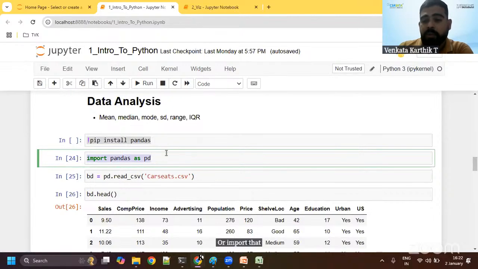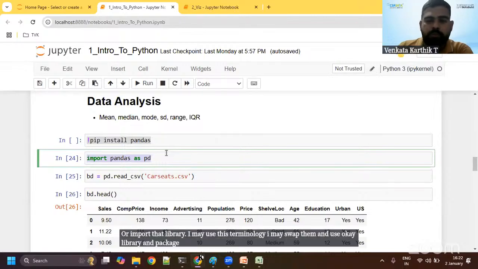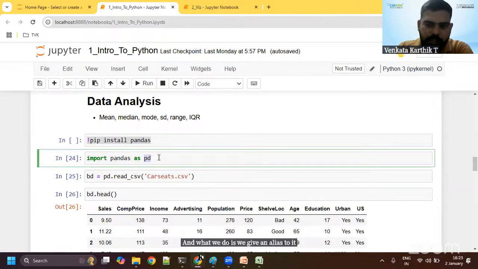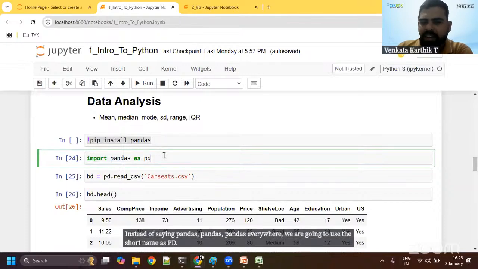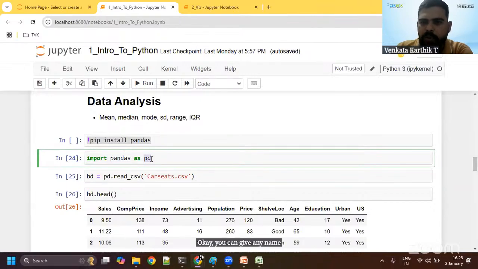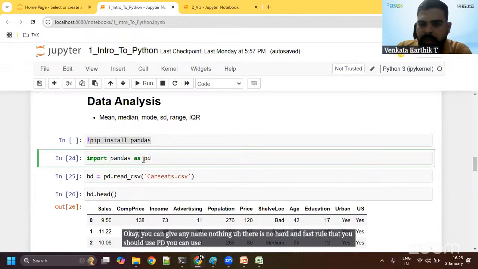I may use this terminology, I may swap them and use library and package, so you can understand that it means library. And what we do is we give an alias to it. Alias means a short name for it. Instead of saying pandas, pandas, pandas everywhere, we are going to use the short name PD. You can give any name, there is no hard and fast rule that you should use PD. You can use just P, A, B, BC, anything. There's no problem in that.